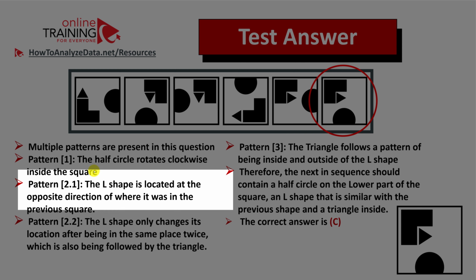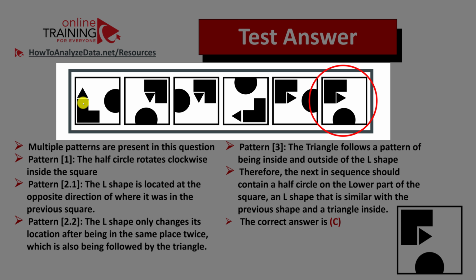The second pattern is where the L shape is located at the opposite direction of where it was in the previous square. So you see that the L shape in the first square is located in the bottom left. In the next square, it's located in the upper right corner.